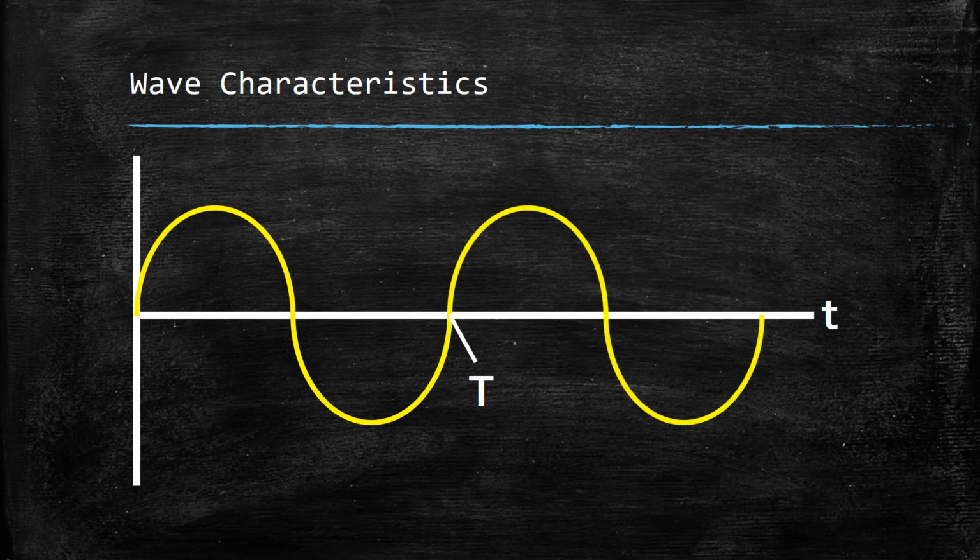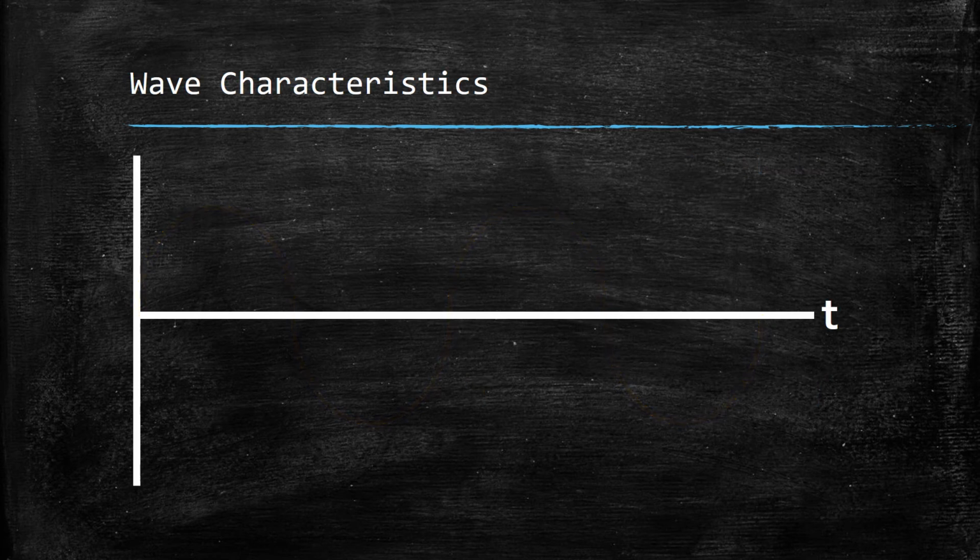Our wave travels from one point to another point. The point at which it has completed one cycle, the time for one complete cycle, is known as the wave period. Once the wave repeats itself, we call that 2T, 2 times the wave period. So we can use the wave period to predict how long it's going to take for a wave to travel. Different waves have different characteristics.